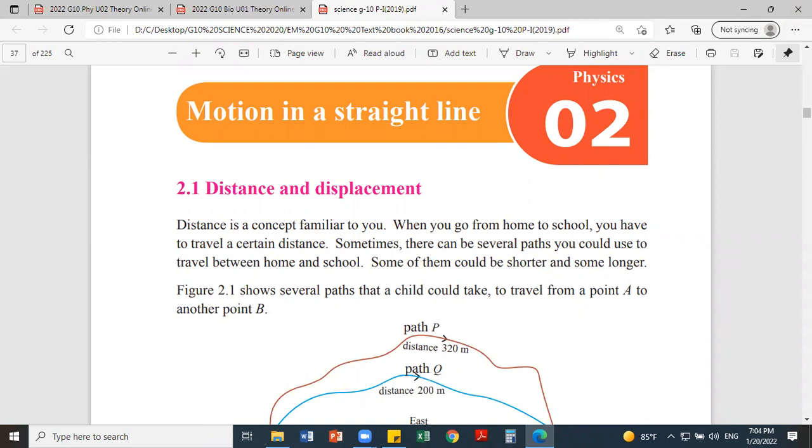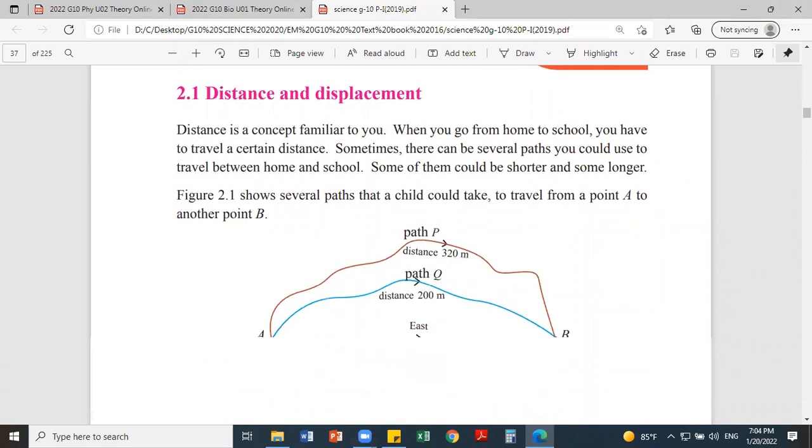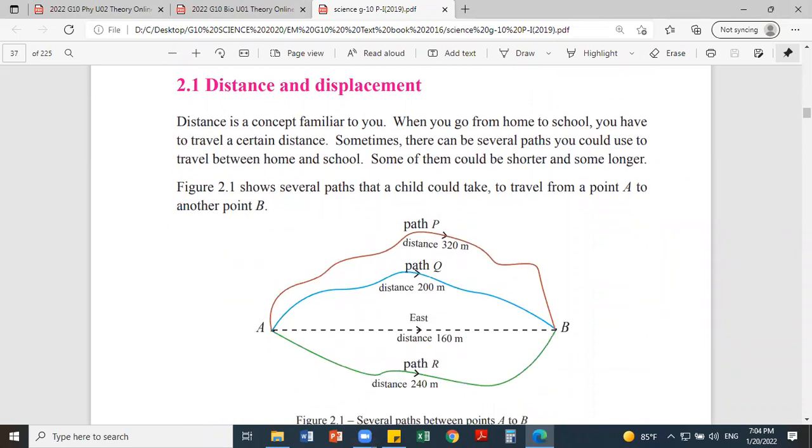So when we talk about motion in a straight line, there are two physical quantities called displacement and distance. Before that, look at the textbook, they have given a diagram. If someone is going from A to B, what is the shortest path? I'll highlight it here.